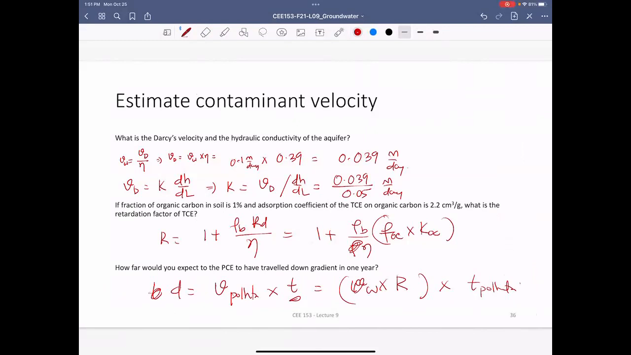I'll solve it in the slides, so you can check your solutions. But it's basically plug in the values and get the answers.